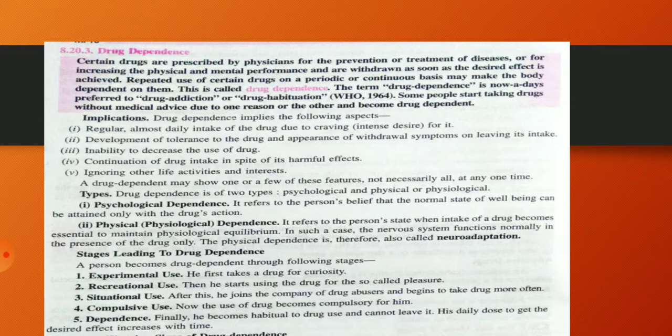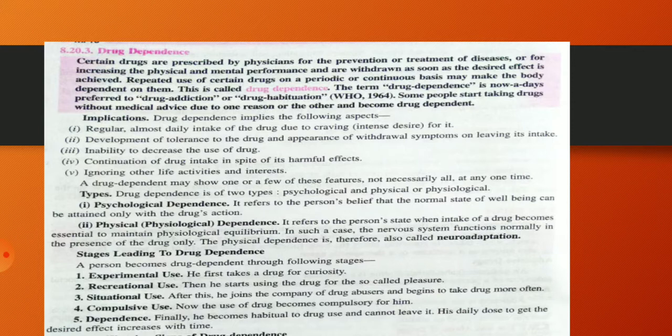So it ignores other life activities and interests, and it has psychological and physiological effects in our body. Our life activities, like playing and singing, may be affected, and some interests also slow down. So these are some implications of drug addiction or drug dependence.